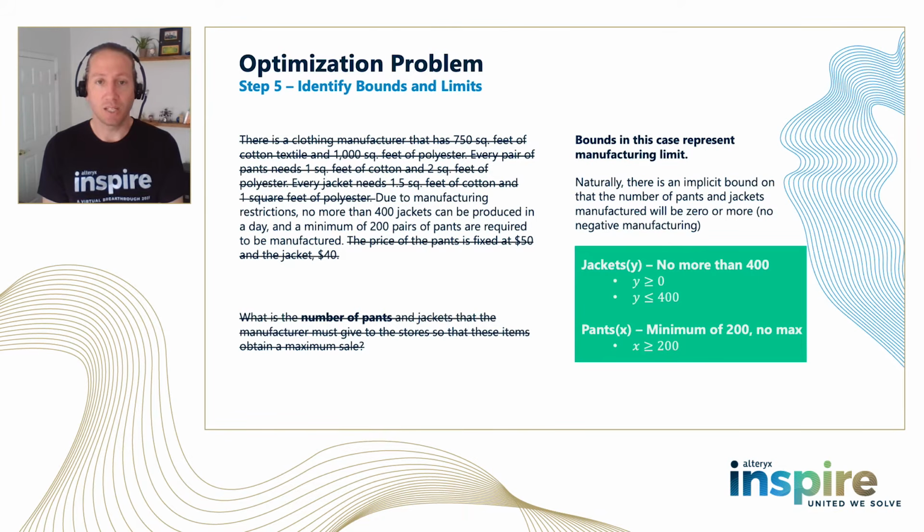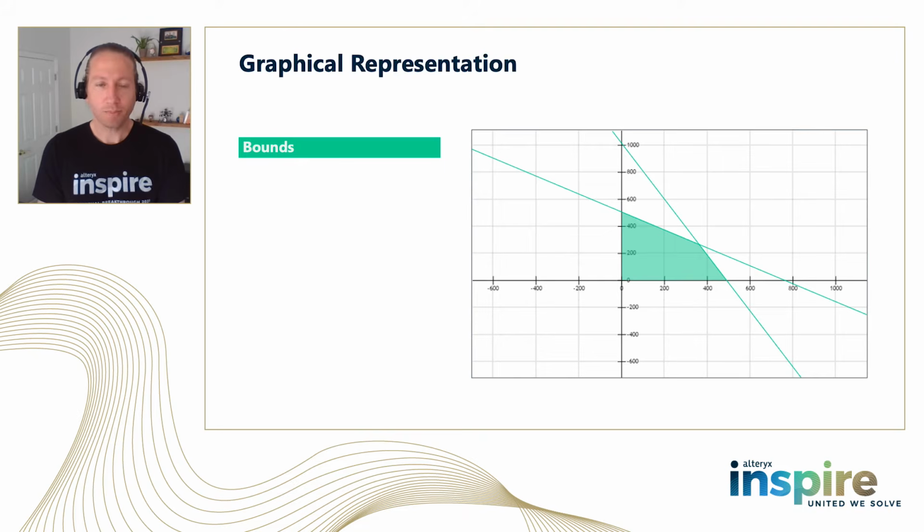So x has to be greater than or equal to 200. Okay, so let's take those over to our graphical representation and see what happens to our graph when we introduce our bounds. So we said that y has to be greater than or equal to 0. Well, that animation was kind of hard to see. The horizontal line at 0 that intersects the y-axis at 0, which is really just the x-axis, turned green.